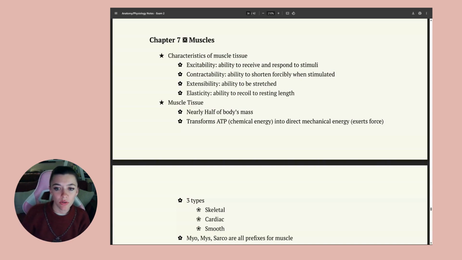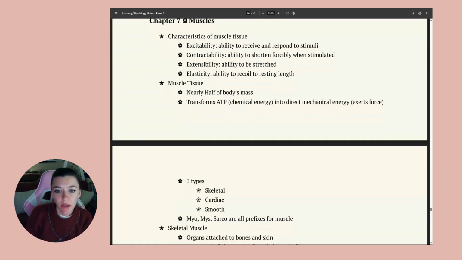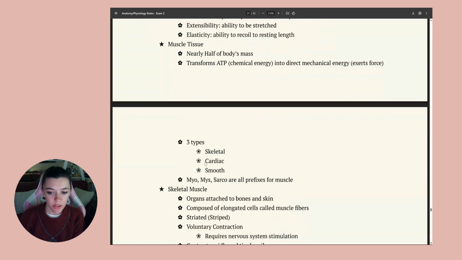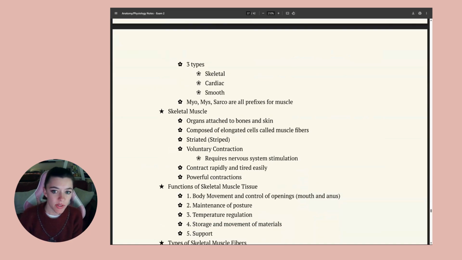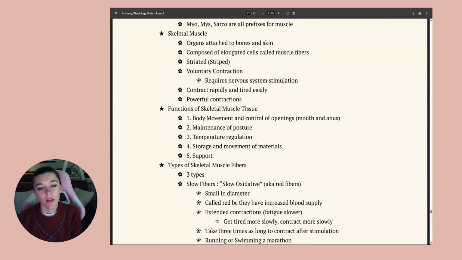Muscle tissue makes up nearly half of the body's mass. It transforms ATP into direct mechanical energy, so chemical energy into exerting force. There are 3 types of muscle tissue: skeletal, cardiac, and smooth. And then myo, mys, and sarco, those are all prefixes for muscle. The first type, skeletal muscle. Organs attached to bones and skin.